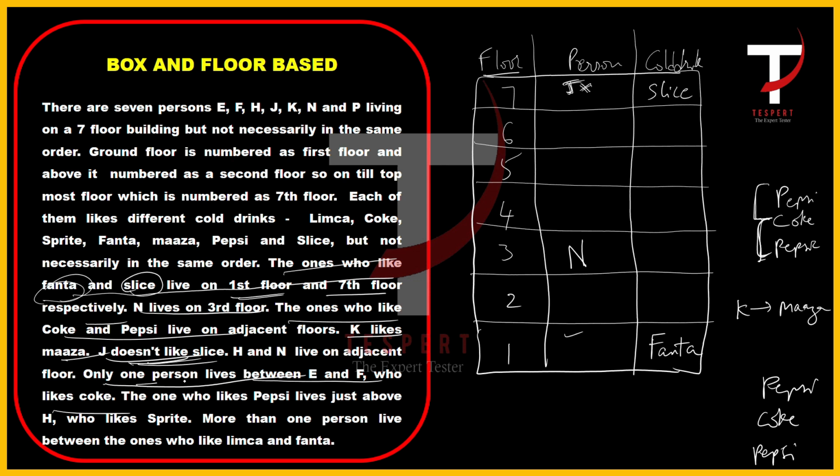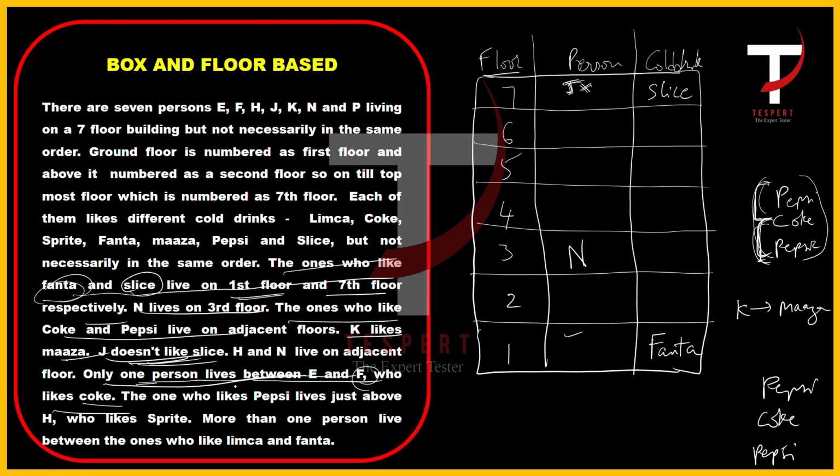See what is given here. Only one person lives between E and F who likes Coke, right? So F likes Coke here. So we consider this the same arrangement. It can be either Pepsi and Coke, or Coke and Pepsi, right?